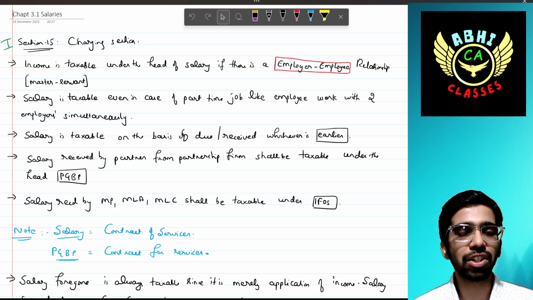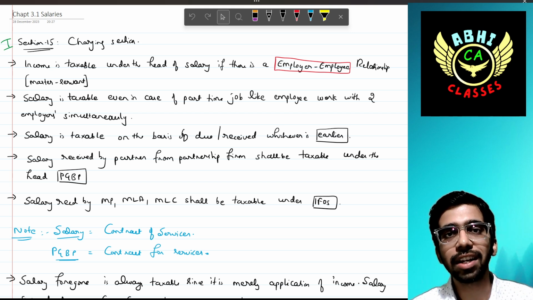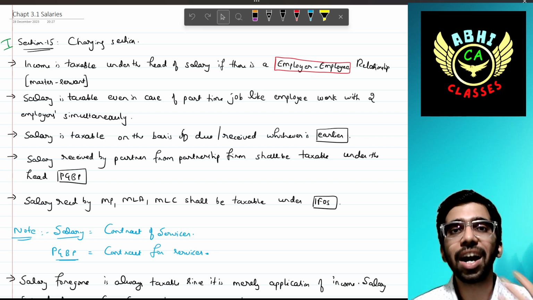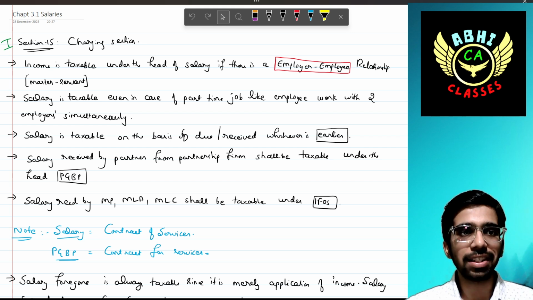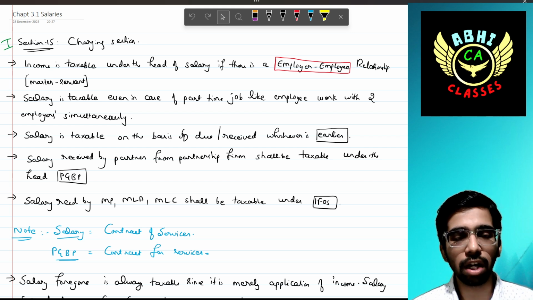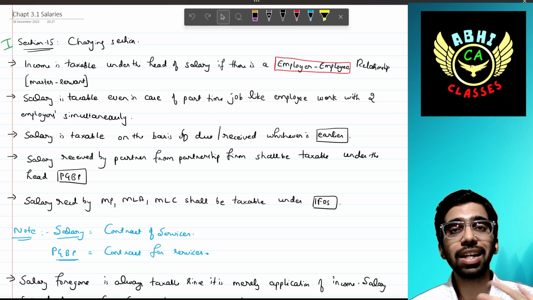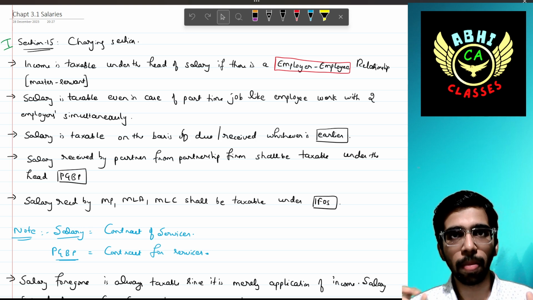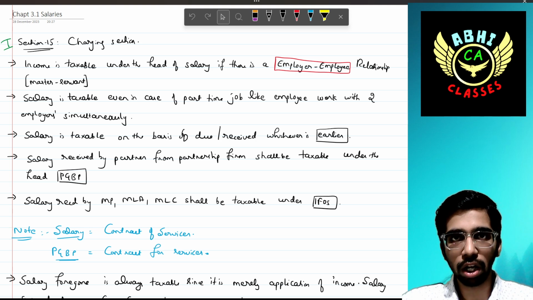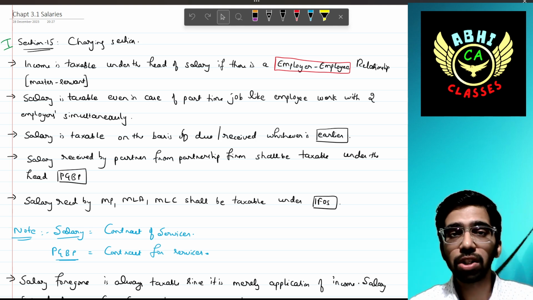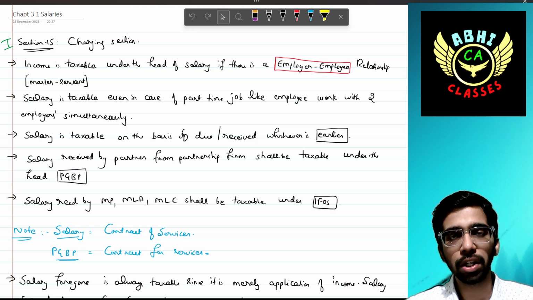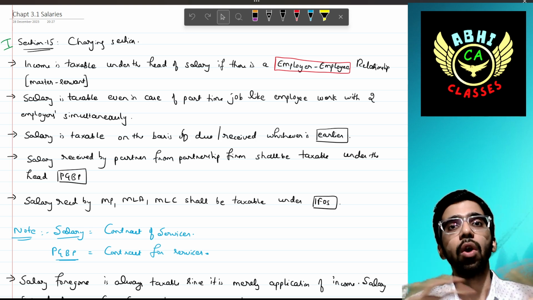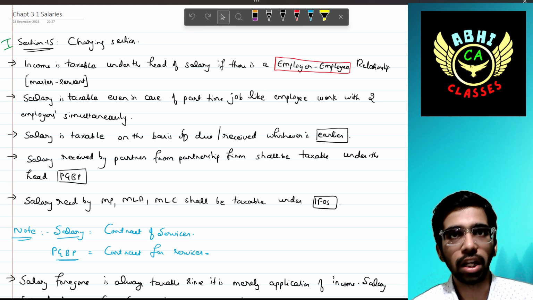First, Section 15 of the Income Tax Act 1961 is a charging section. It says that income is taxable under the head salary if there is an employer-employee relationship. There should be a master and servant relationship. For example, if I am a lecturer in any particular organization, I am receiving professional income. There is no employer-employee relationship, then my fees will not be charged under the head income from salary.